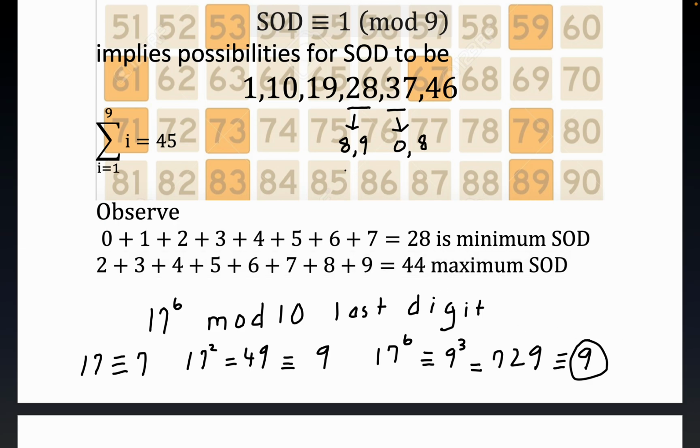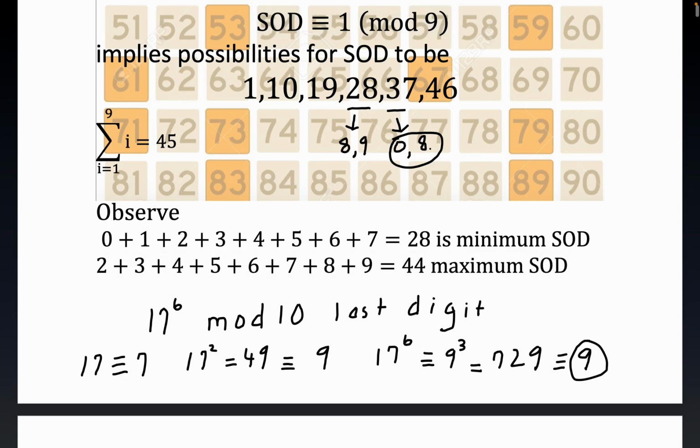So that means we would exclude the possibility that doesn't include 9, and this statement right here implies that 8 and 9 are part of the digit representation. And so we found out that 17 to the 6th ends in 9. And so that means this is going to be our answer right here. It would be 0, 8. Okay, 0 and 8 would be the digits that are excluded.